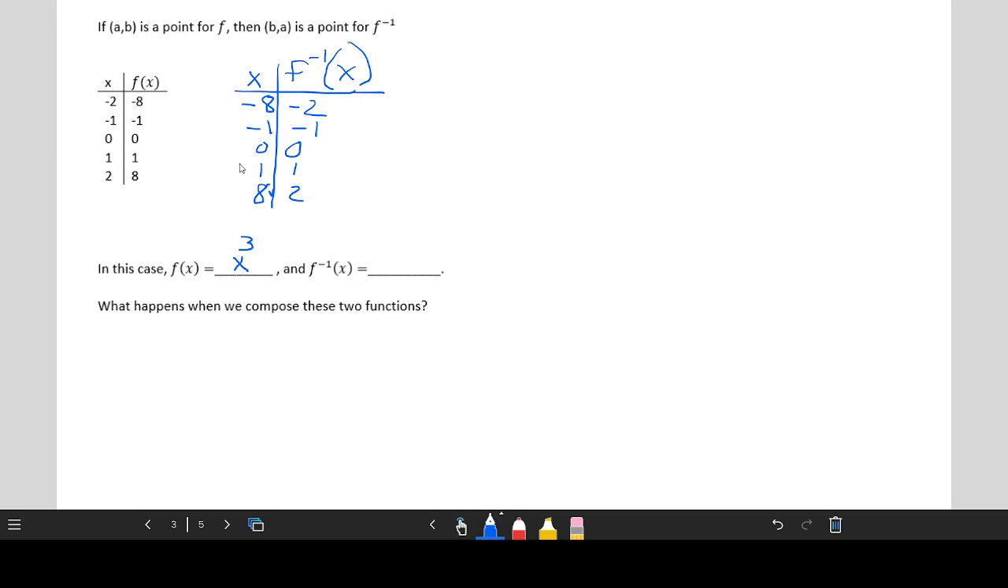So then what do you think the equation of the inverse would look like? Well, we have the point (2, 8) because 2 cubed is 8. Over here we have the point (8, 2) because the cube root of 8 is 2. So the functions x cubed and cube root of x are inverses of each other.